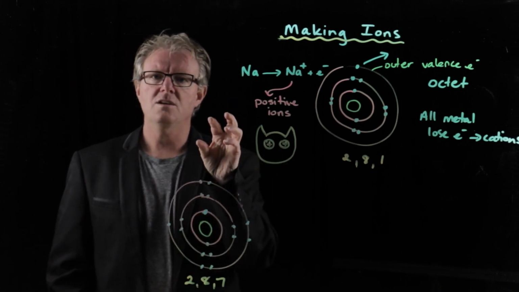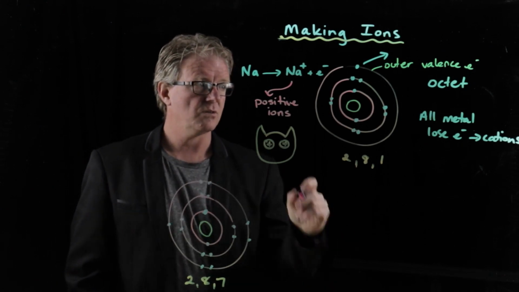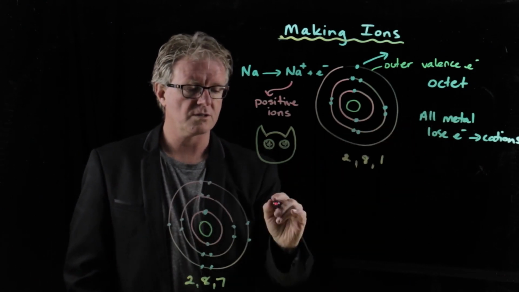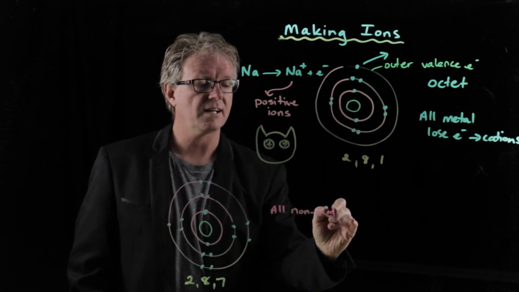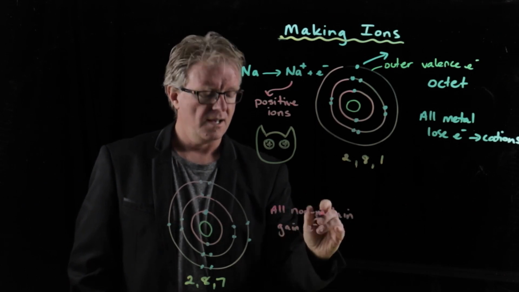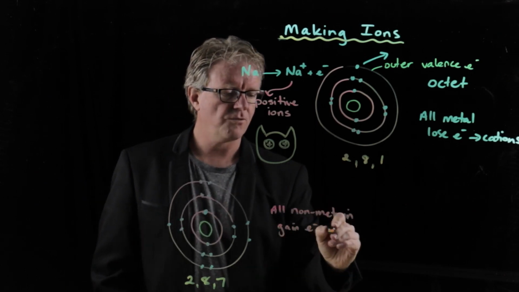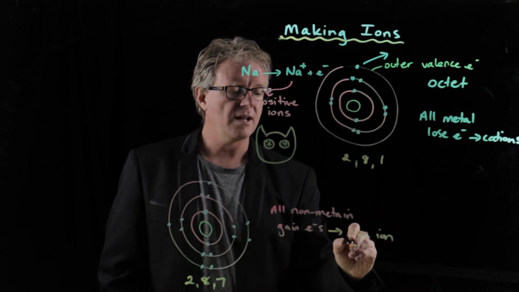Now chlorine is a nonmetal, and it gains electrons. So what we said before, all metals lose electrons. Well, here we go. All nonmetals will tend to gain electrons. And if they're gaining electrons, that means they form a negative ion, and we call those anions.